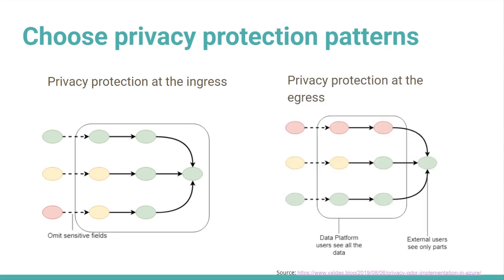Privacy protection at the egress means that inside the data lake, you have all the data, including all the sensitive data, but once you are exposing that for consumption, you are hiding it then. So you need to define the approach based on what your data lake is. Those are 2 approaches that you can use.